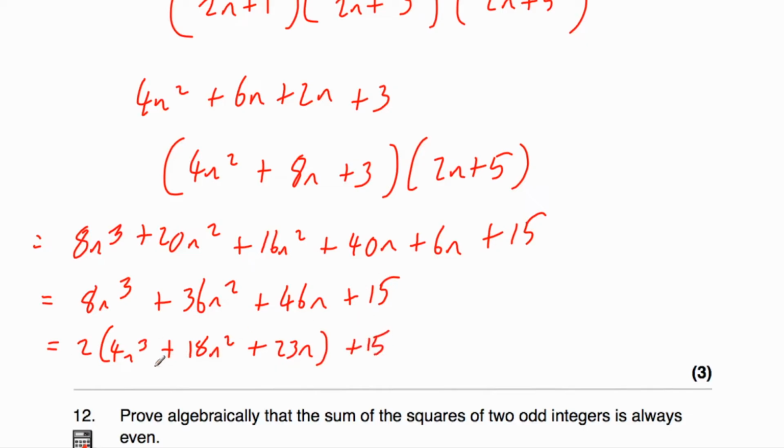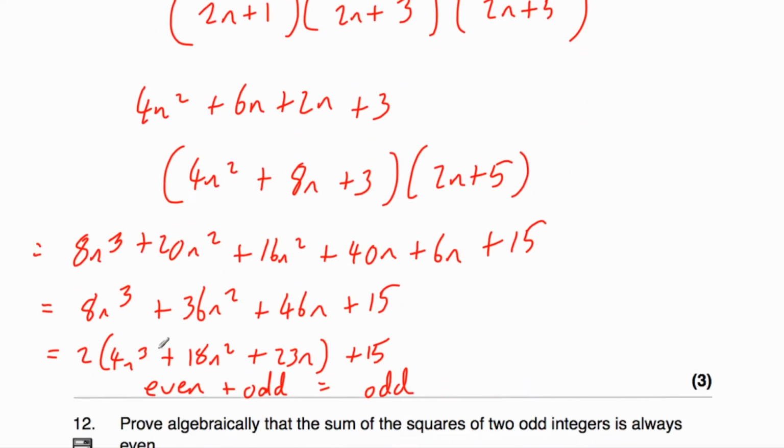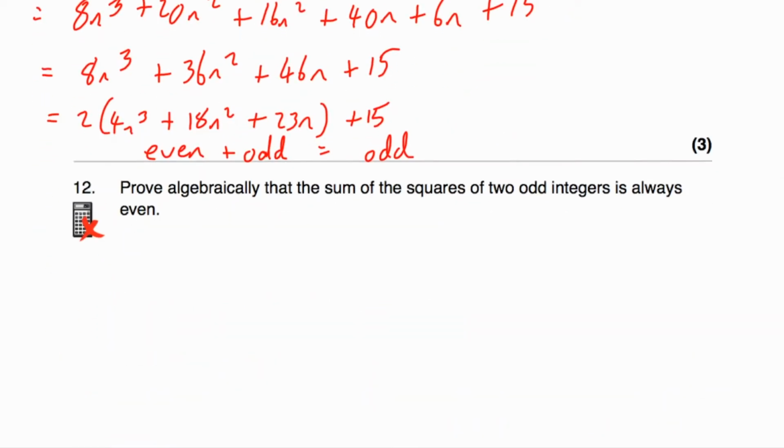Now 2 times something is even, so we've got an even, and we're adding an odd, and an even plus an odd is equal to an odd. And that's it. So we're asked to prove the product of 3 consecutive odd numbers is odd. But if we take our 3 consecutive odd numbers, we expand and simplify, we get eventually an even plus an even plus an even plus an odd, which is an odd, or we can say the whole beginning is even plus an odd is equal to an odd. And that's it. Okay, let's have a look at our next question, question number 12.